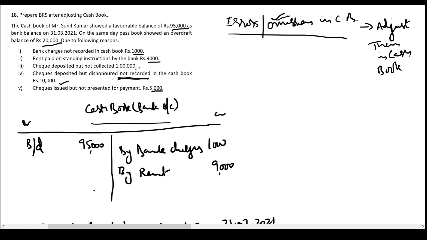Check deposited but not collected. This is not an entry error on our part. It's an entry error on the bank's part. We have to wait for the bank to pass an entry. Okay. So we cannot adjust it in the cash book.